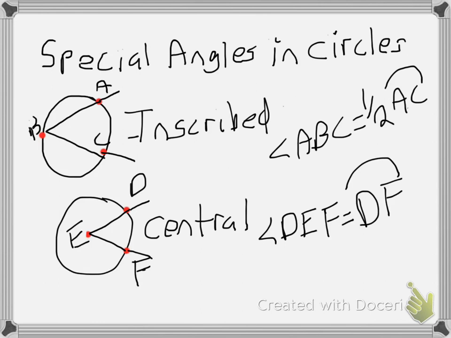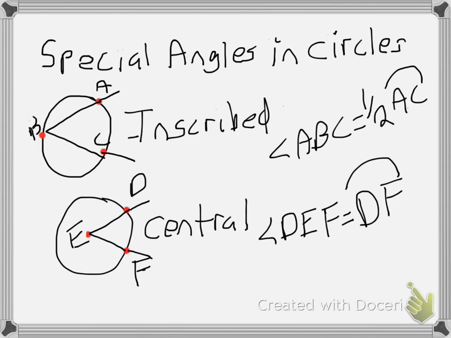Now, on the other hand, I have also done a central angle, which I've labeled DEF. Since this vertex is in the center of the circle, that's why it's called a central angle. The measure of angle DEF and the arc that it cuts, arc DF, are equal to each other. So if I told you that angle DEF was 20 degrees, arc DF would also be 20 degrees. So the measure of the inscribed angle is half of the arc, and the measure of the central angle is the same as the arc.